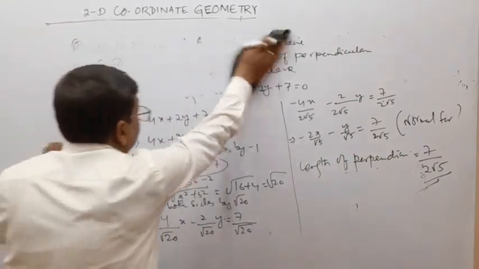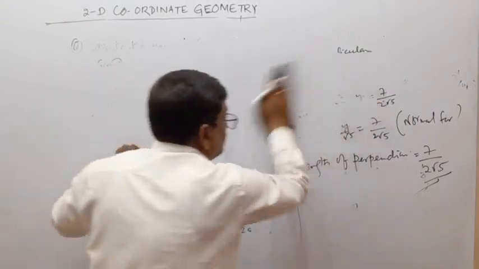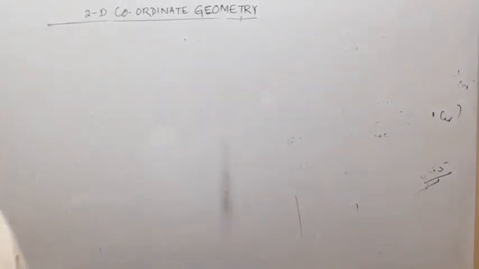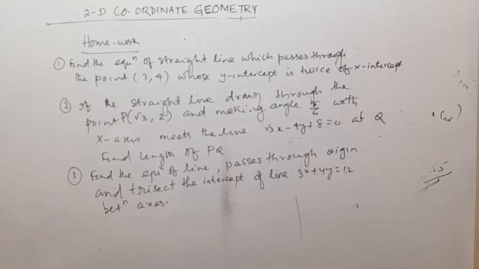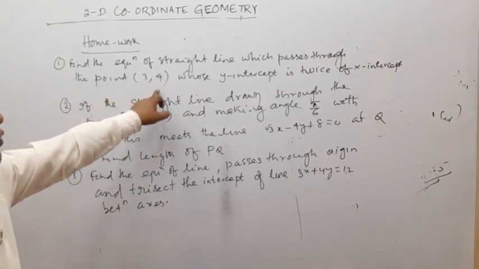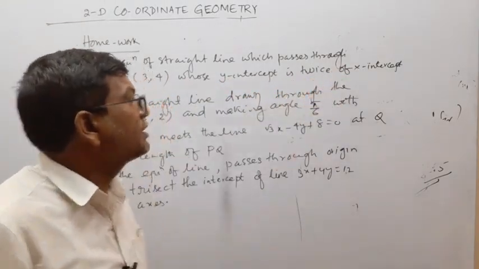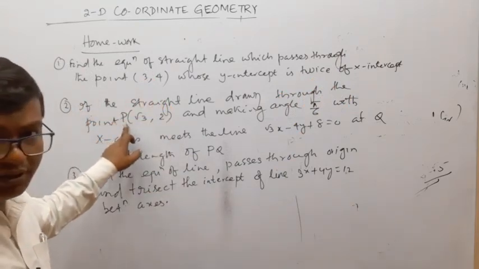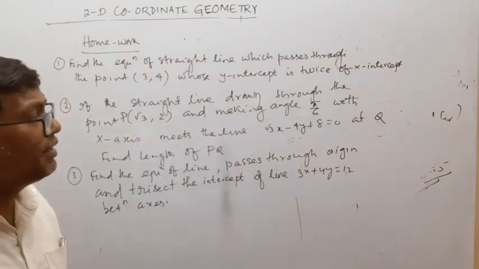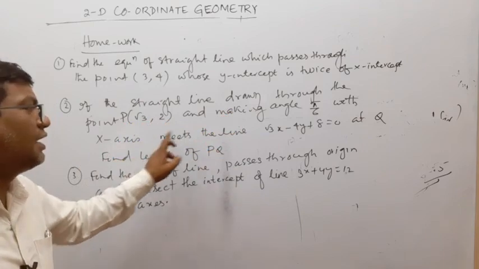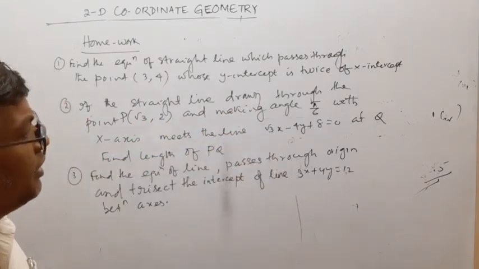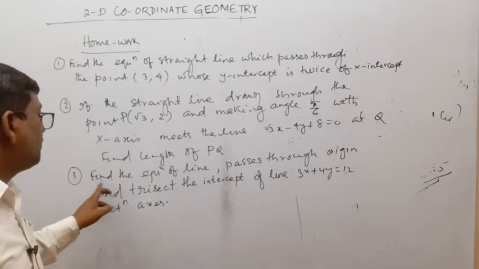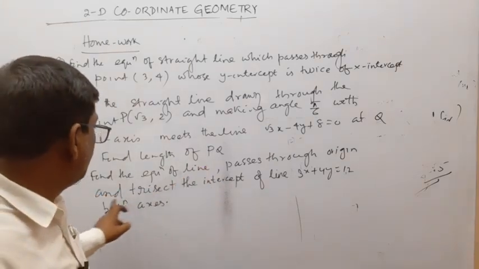Now some questions from the exercise. Homework question 1: find the equation of straight line which passes through the point (3, 4) whose y-intercept is twice the x-intercept. Question 2: if the straight line drawn through the point P (root 3, 2) making angle pi by 6 with x-axis meets the line root 3 x minus 4y plus 8 equal to 0 at the point Q, then find the length of PQ.